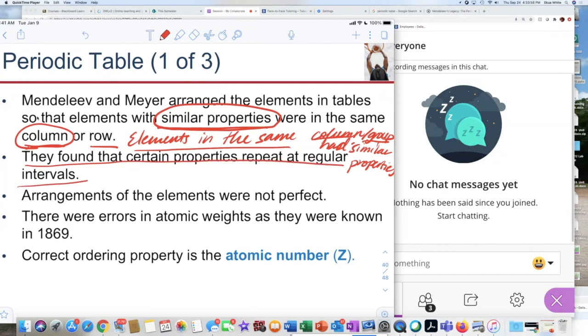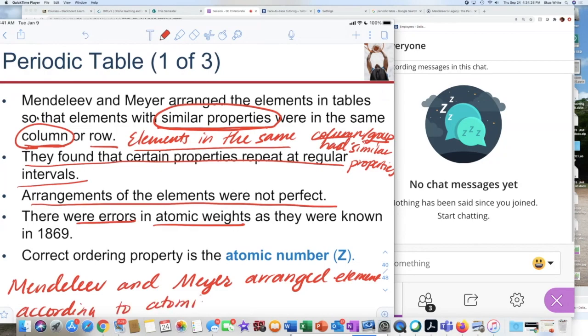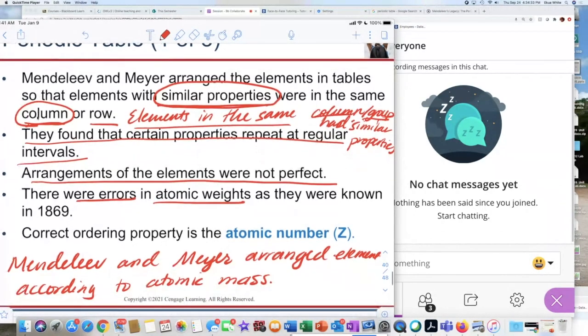And so the arrangements that they made, because this is so long ago, they were not perfect. They had a lot of errors because they used atomic weights. So bottom line here is Mendeleev and Meyer, these two men, arranged elements according to atomic mass to figure out the trend in the behavior of the atom.